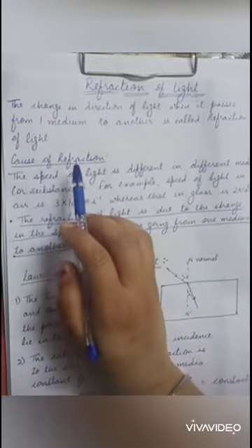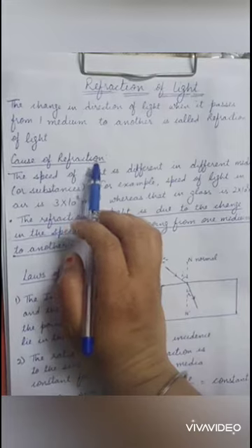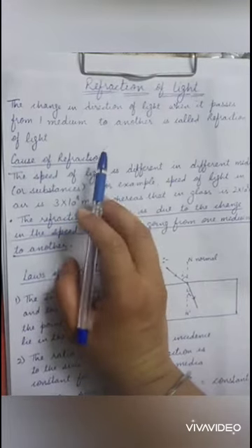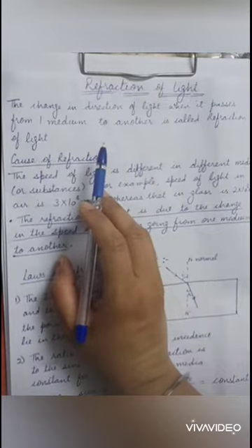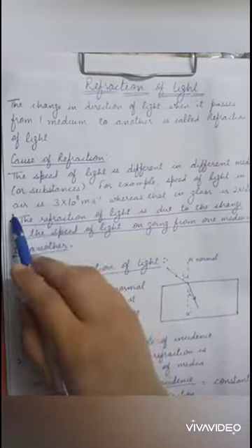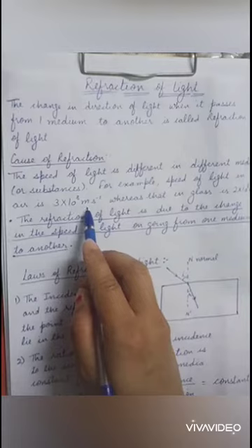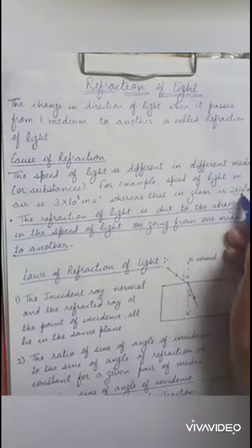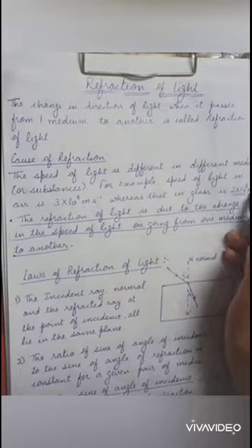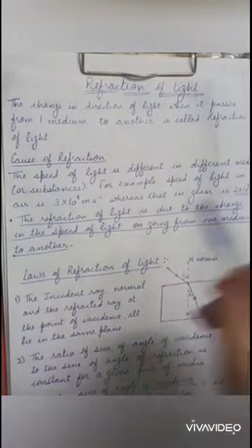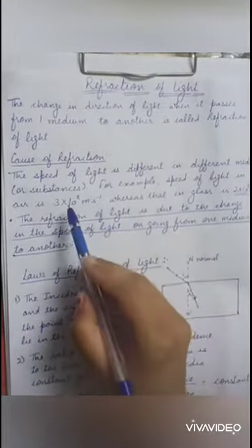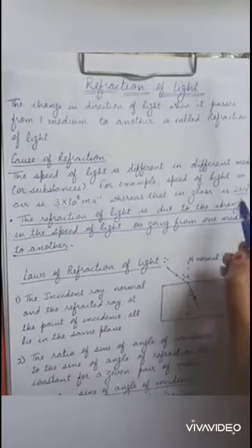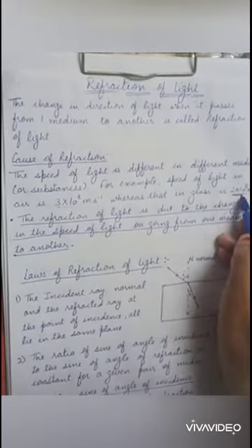Now, what is the cause of refraction? The cause of refraction is that the speed of light is different in different mediums or substances. For example, the speed of light in air is 3 × 10^8 meters per second, whereas that in glass is 2 × 10^8 meters per second. So, all of you just see the speed of light in air is more than that in glass.